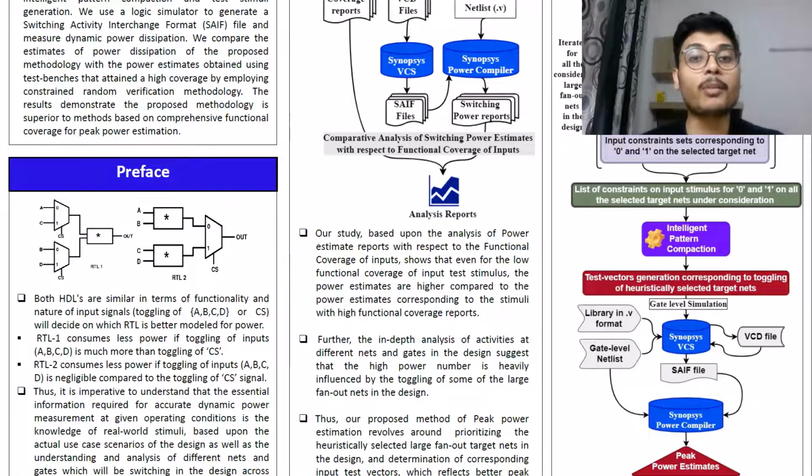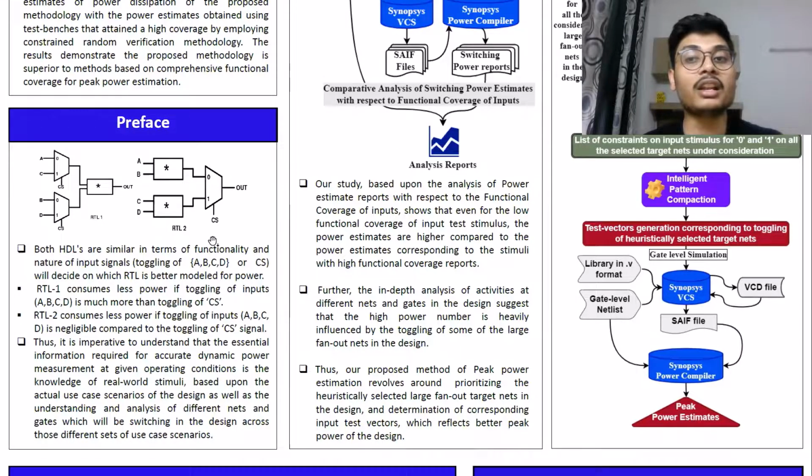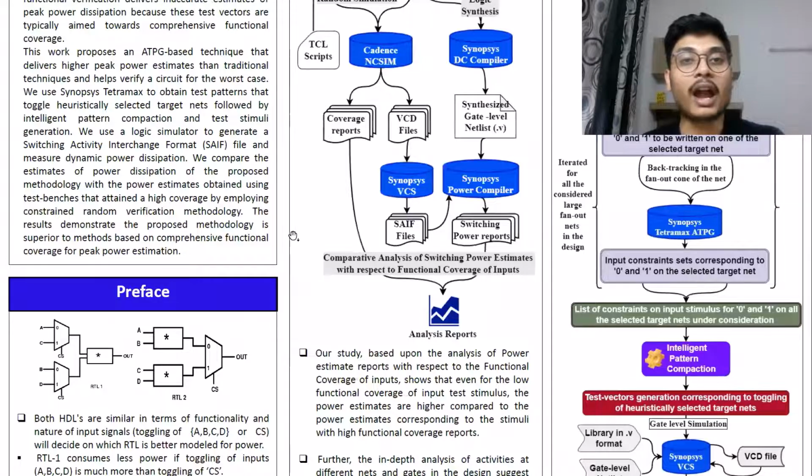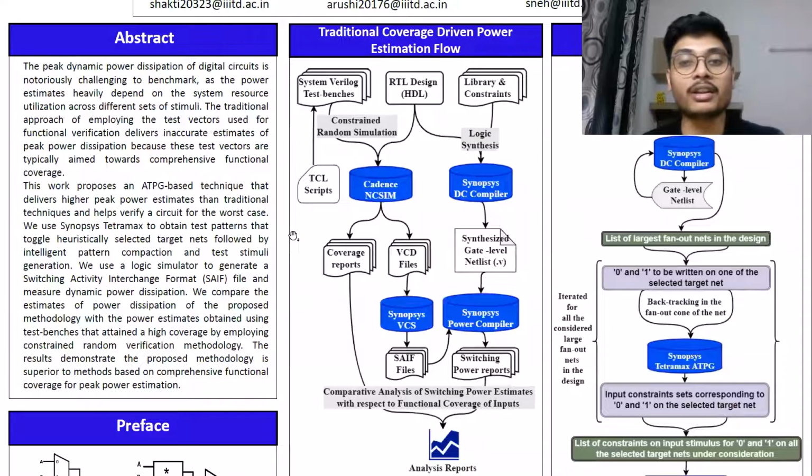Thus, it is very important to realize that the essential information required for accurate dynamic power measurement at given operating conditions is the knowledge of real-world stimuli based upon the actual use case scenarios of the design, as well as understanding and analysis of different nets and gates which will be switching in the design across those different sets of use case scenarios.